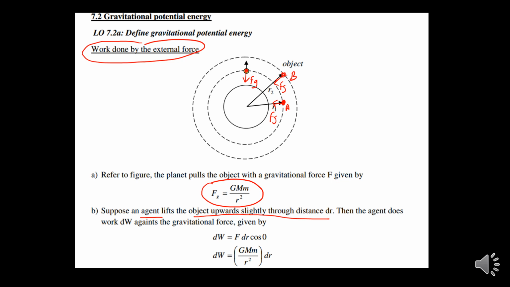Okay, based on the formula, work is given by F dot S. F dot S means F S cos theta, is it? We have learned this in chapter 5. Now the type of force that we use is gravitational force, so we substitute this formula into F. So work done is G m m over r squared times dr, because we want to integrate this formula.